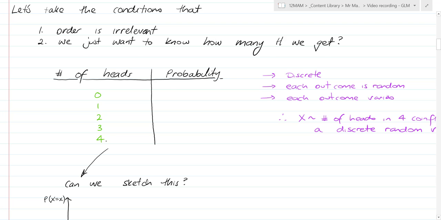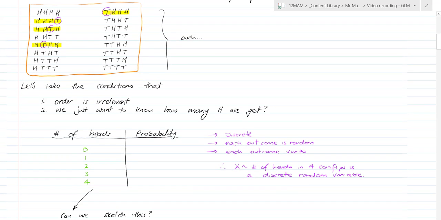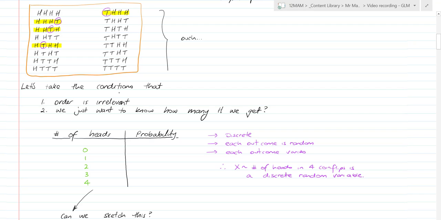Now if I go back to my sample space, and I'll zoom out here a little bit, you can see how many ways could I get 4 heads. And there's 1 way of getting 4 heads. How many ways of getting 3 heads? I've already highlighted those, and there's 4 ways of getting 3 heads. How many ways of getting 2 heads? So I'll highlight those in a different color.